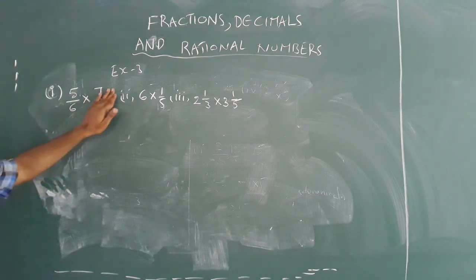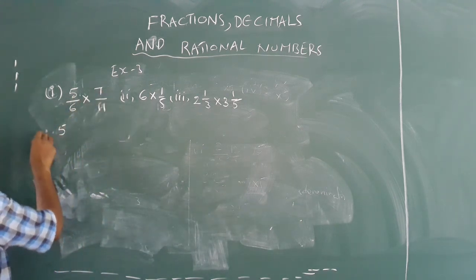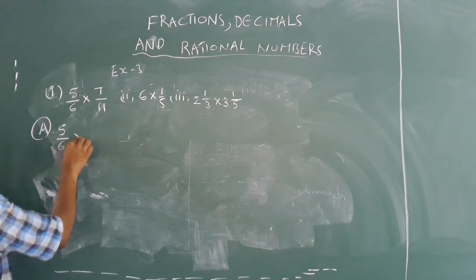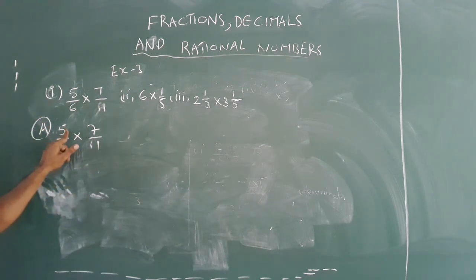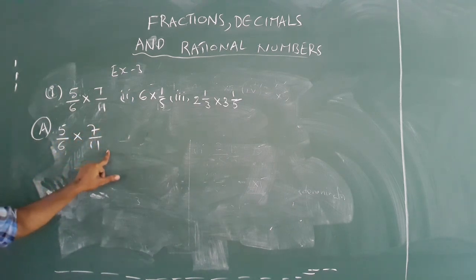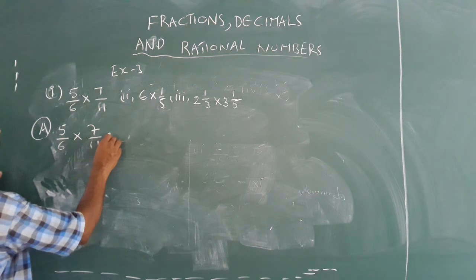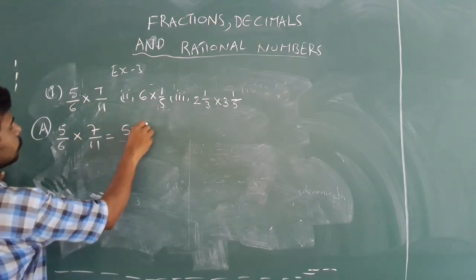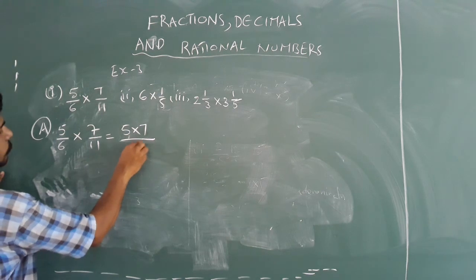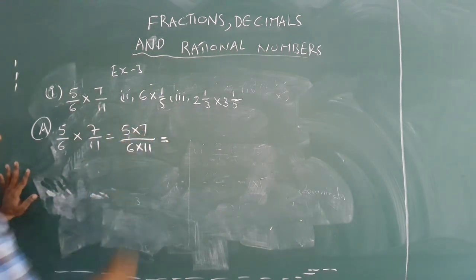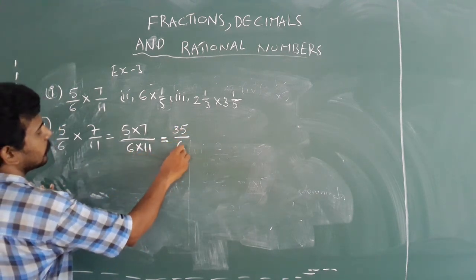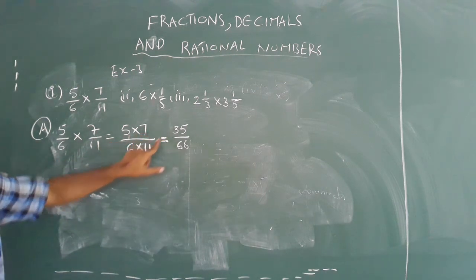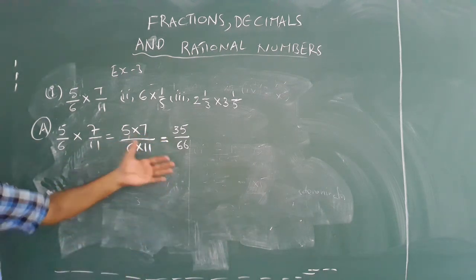So children, 5 by 6 into 7 by 11. Take this one. What is the process, children? Multiplication of a fraction by a fraction. Product of numerator into numerator, denominator into denominator. That is the process. Equal to 5 into 7 by 6 into 11. 5 7s are how much, children? 35. 6 11s are 66.